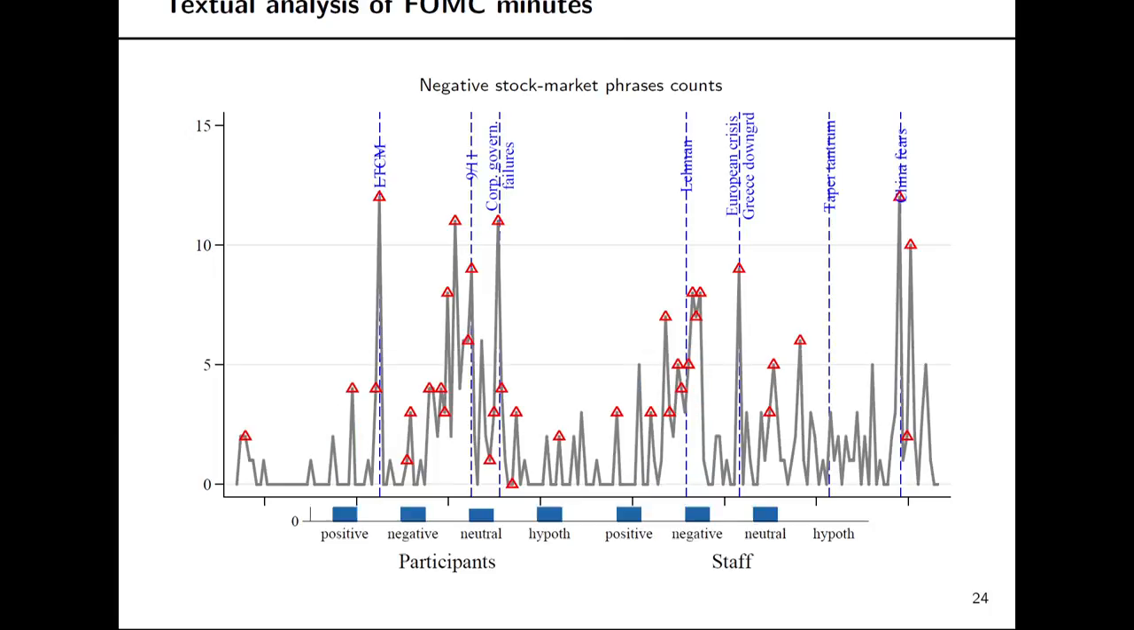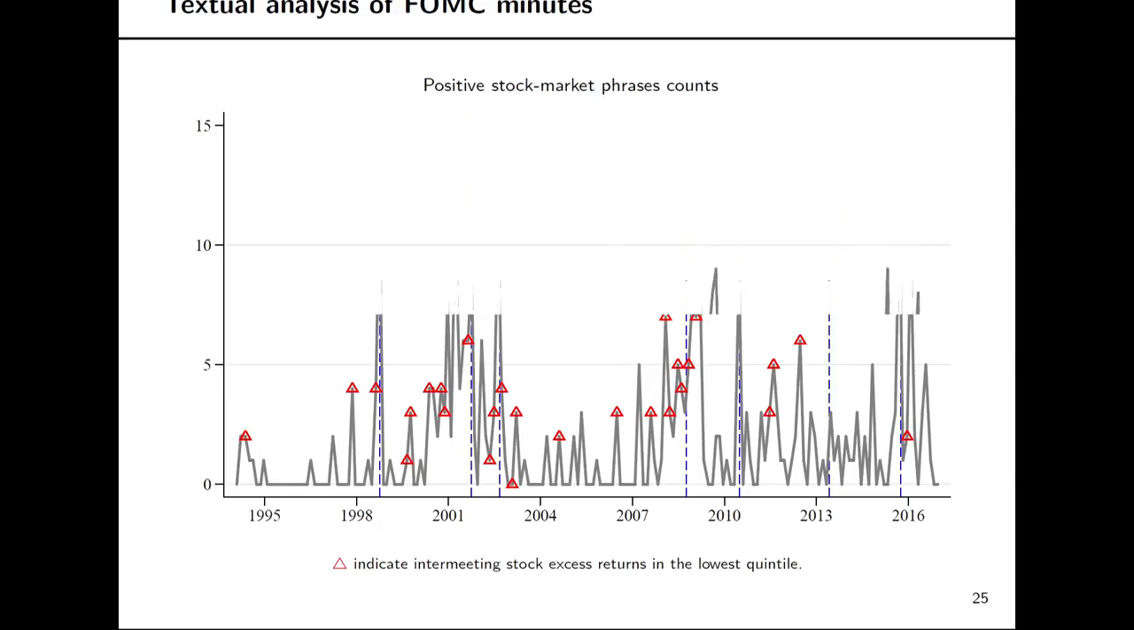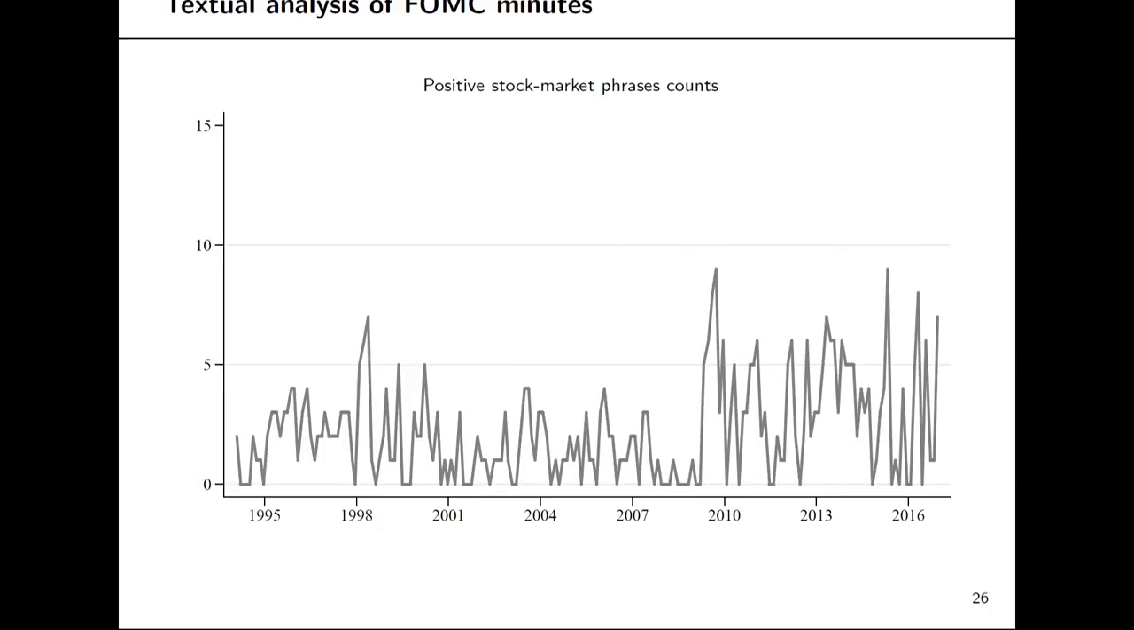And then here's a time series of them talking about the market going down. Now the little red triangles indicate that the intermediate stock return was in the lowest quintile. And so what you want to see is a lot of red triangles at the top of the spikes. That means they are expressing more concern about the stock market after it has actually gone down. And you can see the well-known cases, Lehman and so forth. The positive mentions are not as interesting.